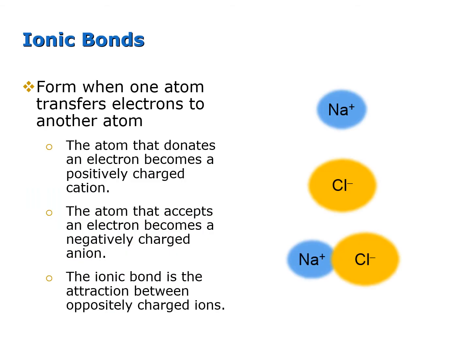Let's discuss now the types of chemical bonds. The first one that we'll discuss is what is called an ionic bond. An ionic bond is formed when one atom is donating and another one is accepting.